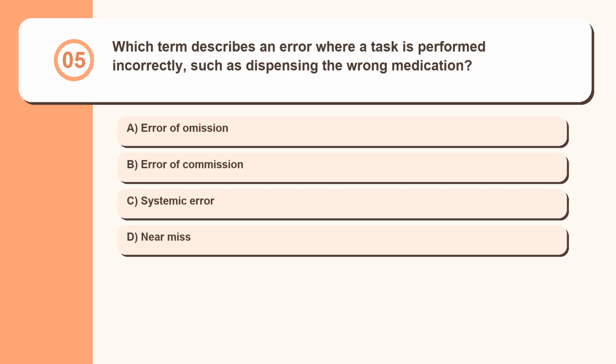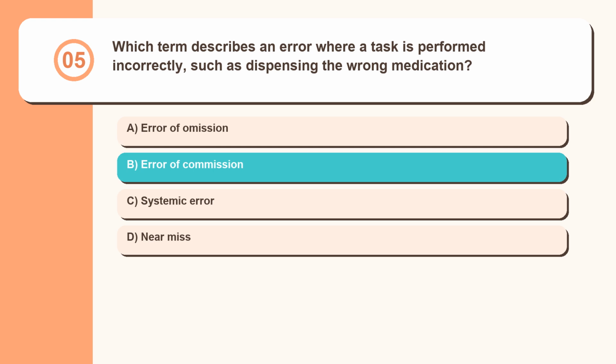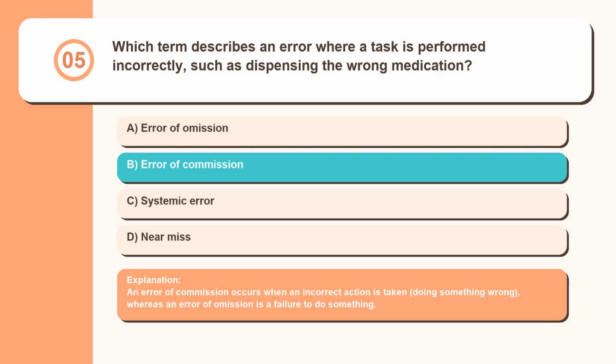Question 5. Which term describes an error where a task is performed incorrectly, such as dispensing the wrong medication? Error of omission, error of commission, systemic error, near miss. An error of commission occurs when an incorrect action is taken, doing something wrong, whereas an error of omission is a failure to do something.